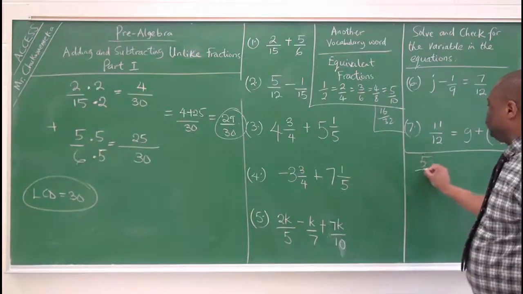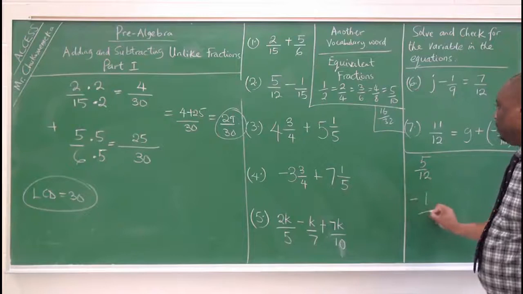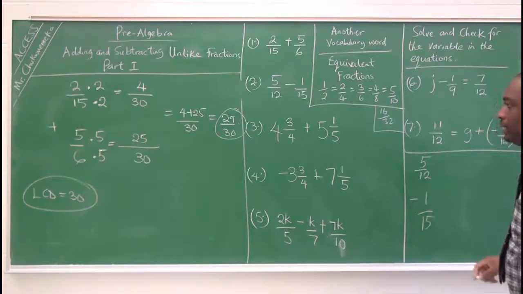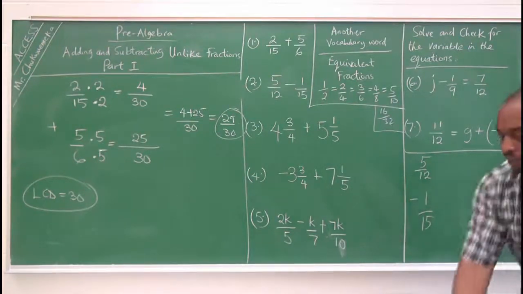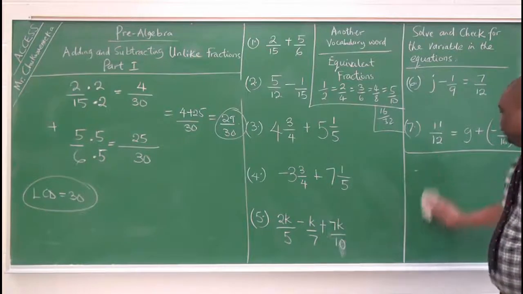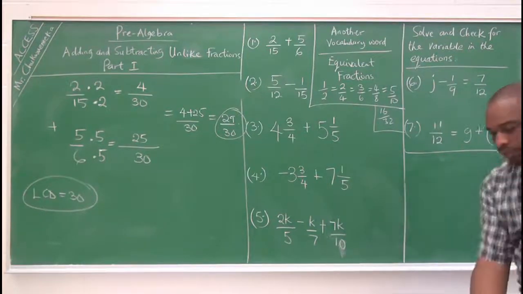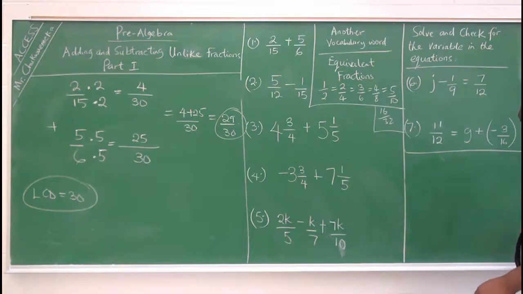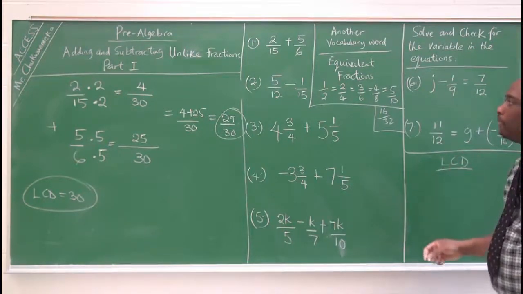We have 5 out of 12 minus 1 out of 15. Okay, first of all, let's find the LCD of 12 and 15. Let's use this space just for the LCD or LCM.